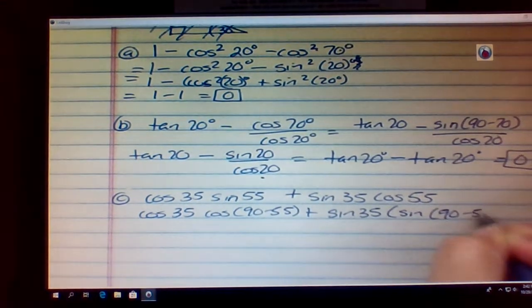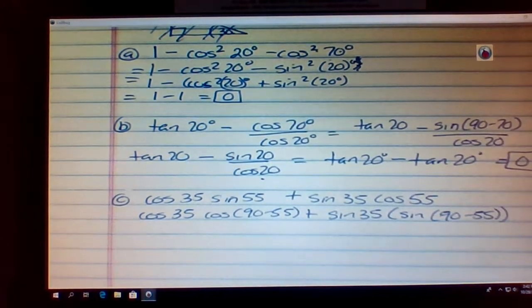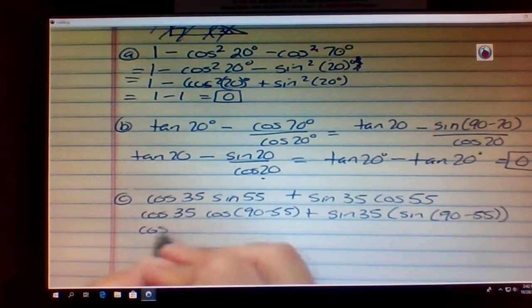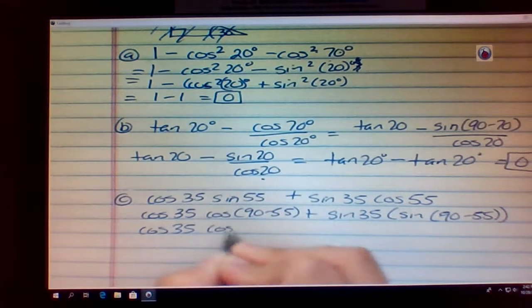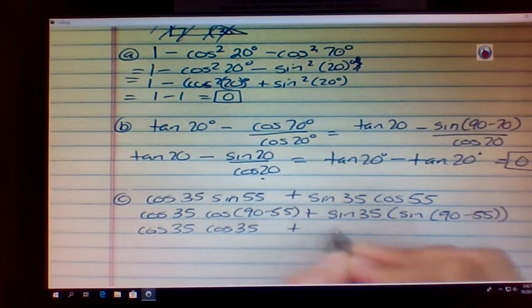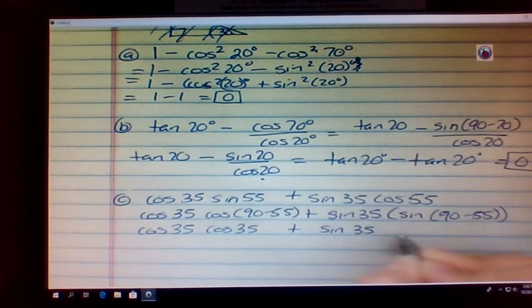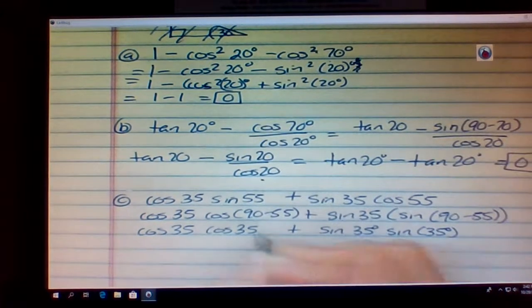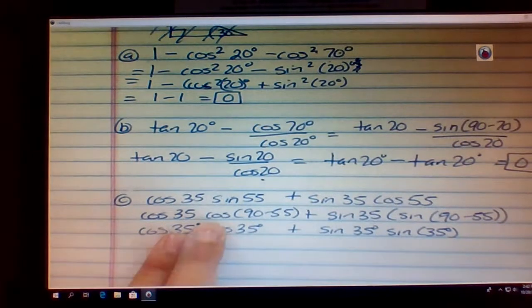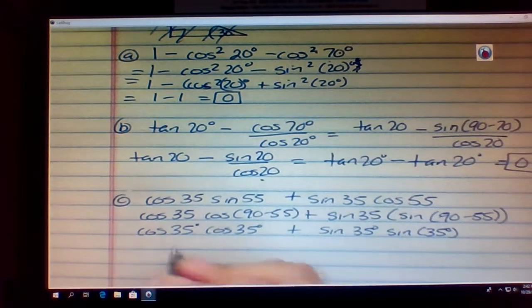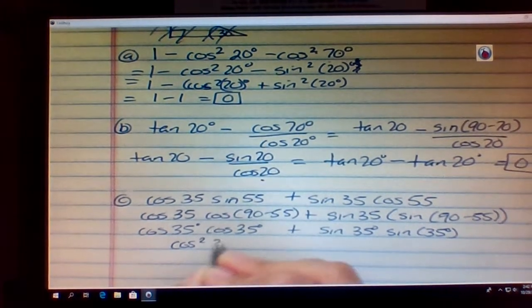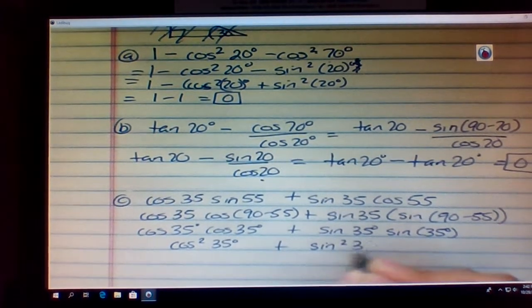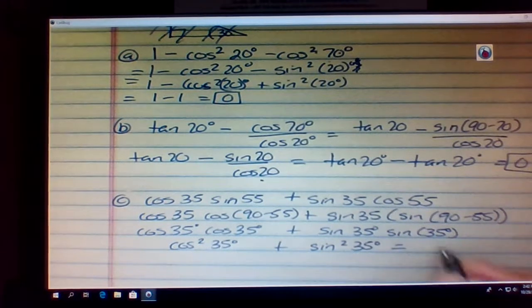This is cosine of 35 times cosine of 35, plus sine of 35 times sine of 35. And what do you think happens there? They combine, they become squared, right? Cosine squared of 35 degrees plus sine squared of 35 degrees, and this equals 1, and you're done. So this here is your 8.1.